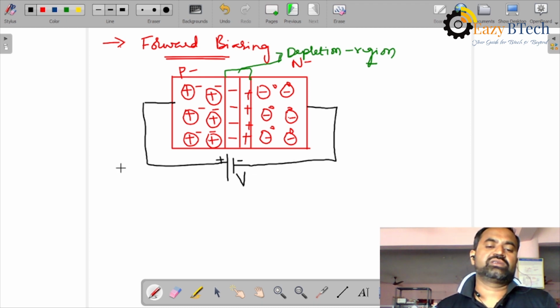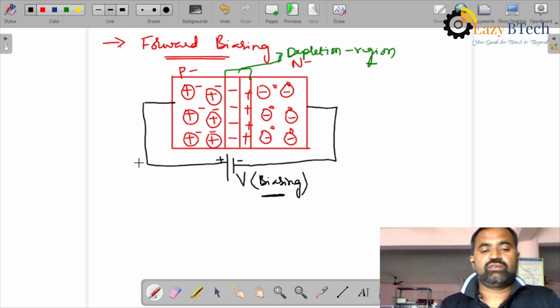It is a voltage. This we will call as an external voltage or biasing voltage. Now what happens? What is a forward bias?